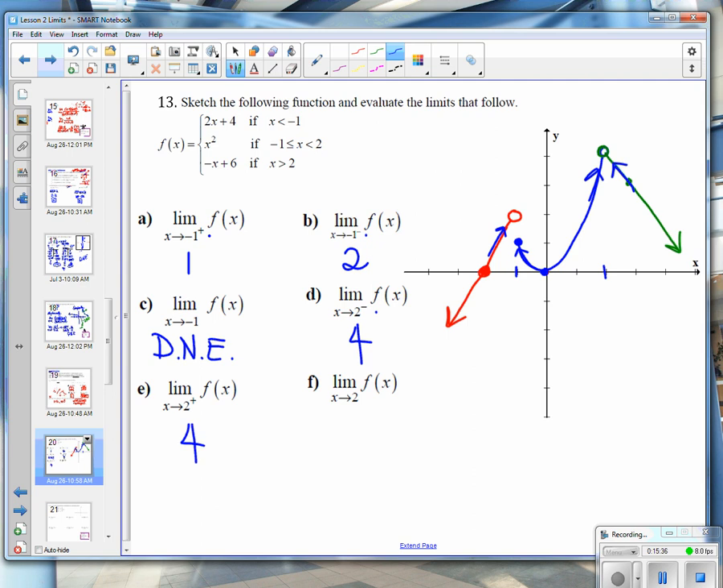That point does not exist, but definitely the limit does because these two numbers are the same. So what is the limit as x is approaching 2? Obviously, it's going to be 4.